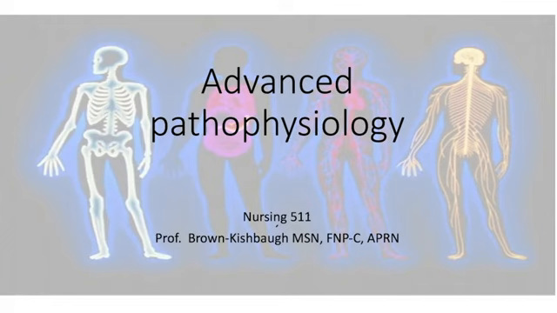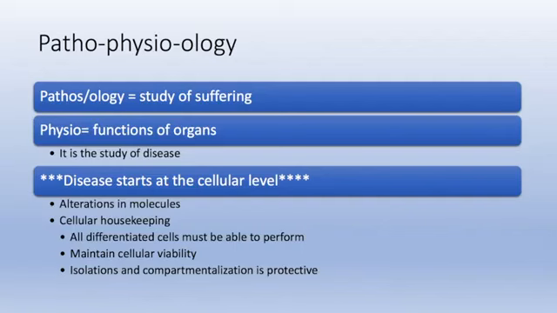Right, let's get started with advanced pathophysiology. Pathophysiology is basically the study of disease. So there's the breakdown of the word. Pathos and ology is the study of suffering, and physio is function, structure of organs. Put it all together, we basically get the study of disease. Pathophysiology are the changes that accompany a particular disease or syndrome.